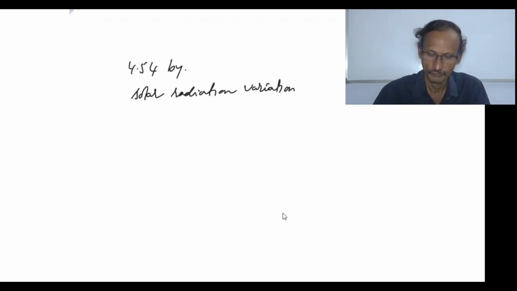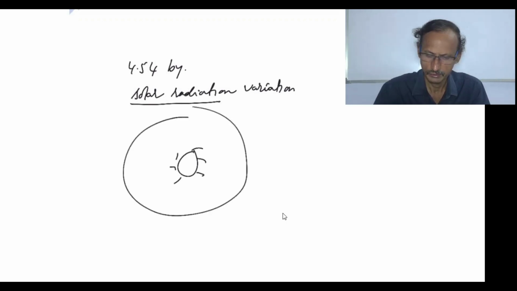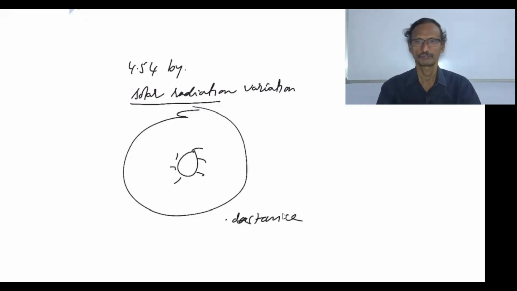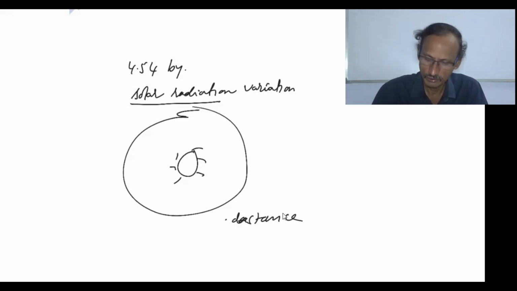Okay. What is the source of this variation? So, around the sun, Earth is revolving. This distance between the sun and the Earth changes, not simply yearly, but over thousands of years.